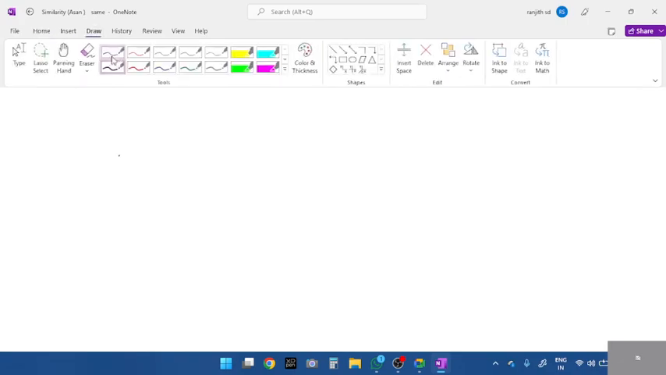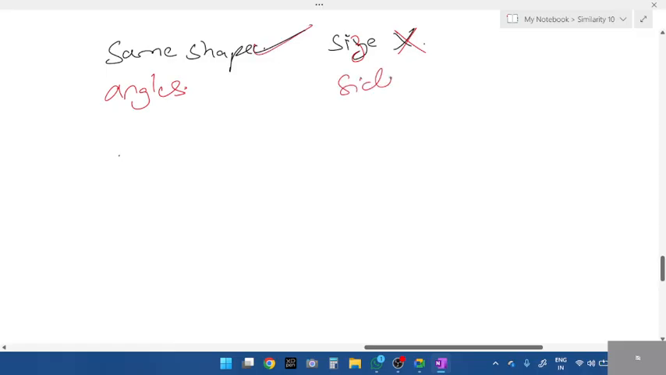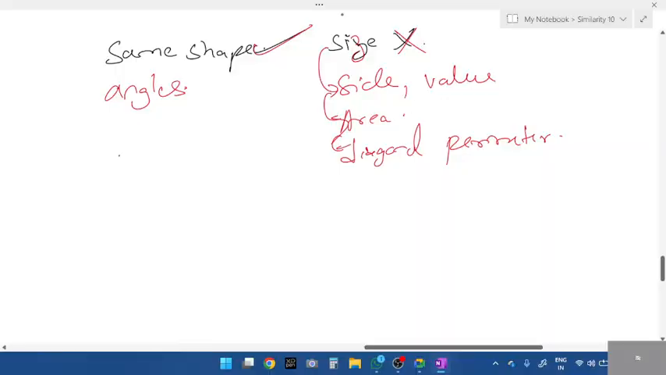Similarity will have the same shape, students, but not the same size. The meaning of same shape is that the angles will be the same. When it comes to size, it is the side values, area, diagonal, perimeter. These are known as size. So size depends on side, area, diagonal, and none of these will be equal. Only the angles will be equal.